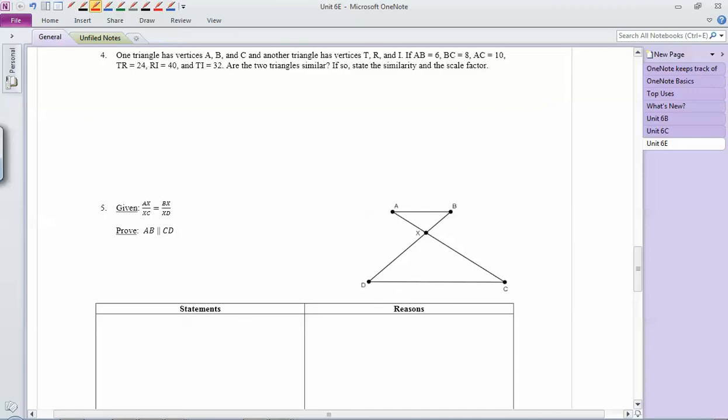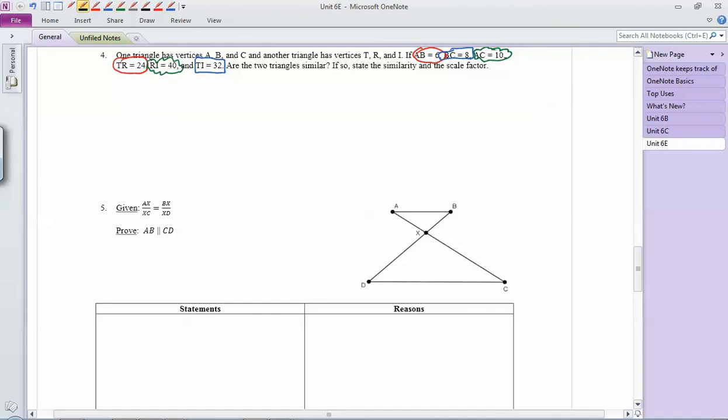I'm not even going to bother drawing this. AB is the shortest side in triangle ABC. So that's going to have to go with TR because that's the shortest of 24, 40, and 32. If I look at BC here, BC is 8. That's the middle side. TI is the middle side over here, 32. And then the longest side here is 10. So that's gonna have to go with the longest side over here, 40.